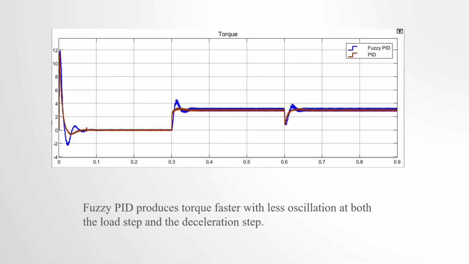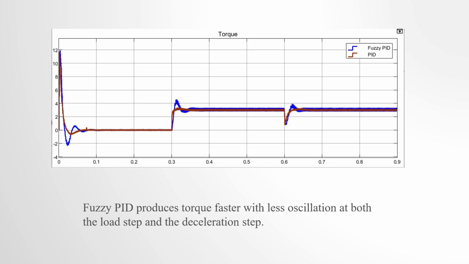This figure shows the electromagnetic torque. For a surface-mounted BLDC, according to the previous derivation, torque mainly follows the Iq command. At 0.3 seconds, when the load is applied, both controllers raise torque to a higher level, but the fuzzy PID builds torque faster and with less ringing.